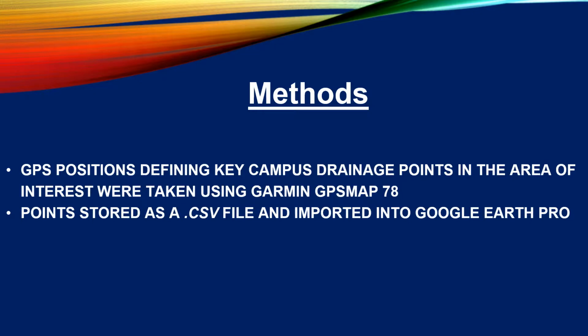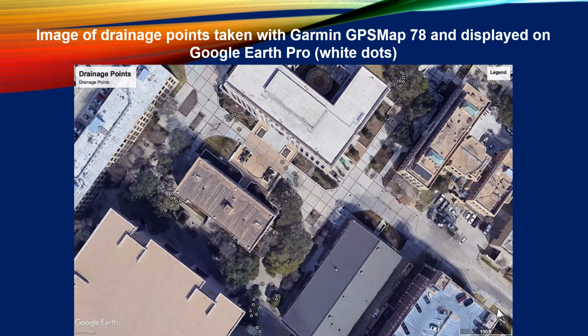The primary dataset was a collection of key drainage points collected using a Garmin GPS device. After taking these points, Nathan collected the relevant data into a CSV file, which was shared across the team. The points were then imported into Google Earth to continue the study. These are a bit hard to make out, but here you can see the GPS points displayed on a screenshot taken from Google Earth. The white dots are our points.